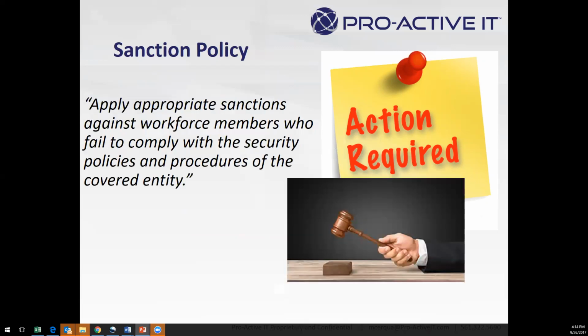Sanction policies. Sanction policies is pretty easy to understand. This is asking, how are you going to discipline your employees who don't comply with the policies and procedures you've put in place for the company? So ask yourself, do we have a sanction policy? Ask yourself, are employees required to sign a statement of adherence to that policy?